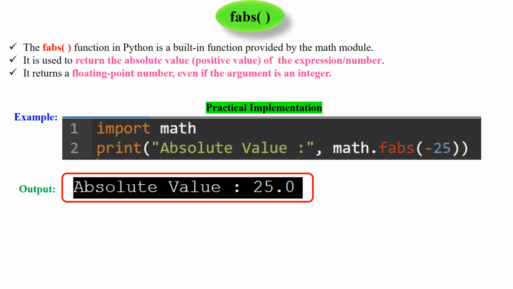In line 1, the import math statement in Python is used to import the math module, which provides a set of mathematical functions and constants. In line 2, math.fabs of number returns the absolute value of the variable number, which is minus 25. The result is then printed, giving us the output 25.0.